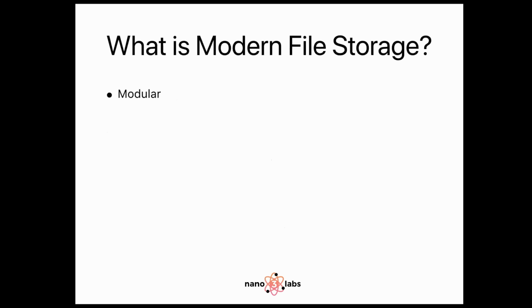So the way I see it, modern file storage is modular. So you can replace pieces as you need. You can scale it up and down as you need. It supports multiple cloud providers, so you don't have to be stuck to Jeff Bezos' hip. You can actually use Google Cloud, or you can use something else. You want it to be fast. You want it to be scalable. You want it to be cheap.